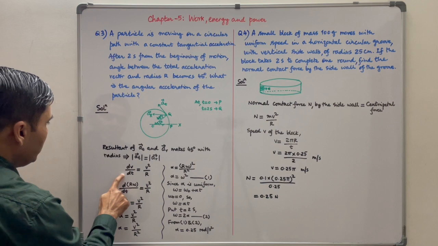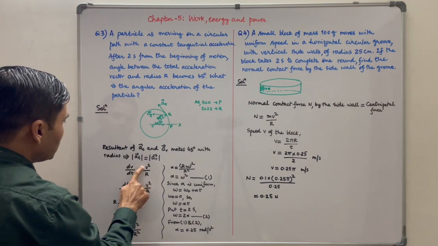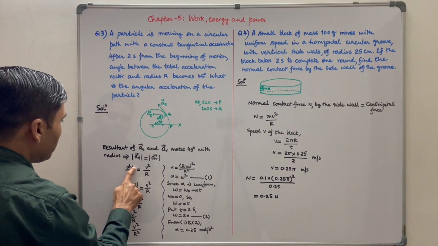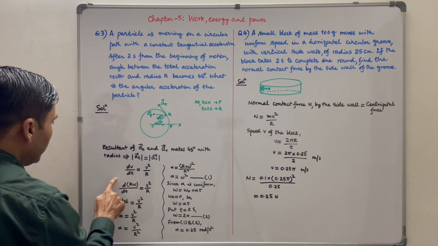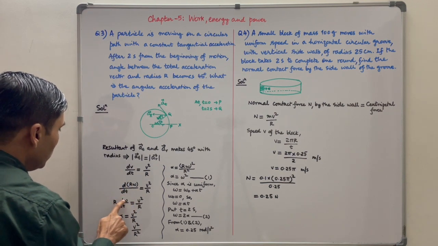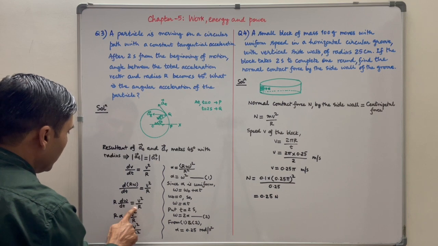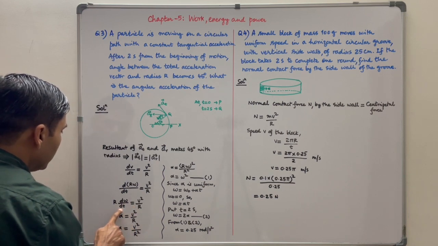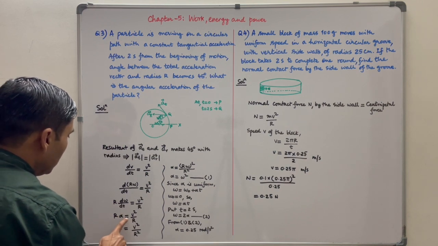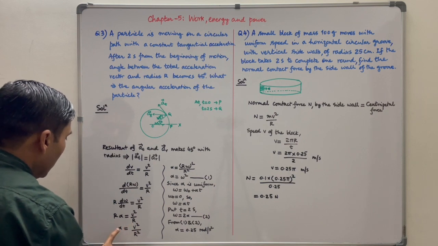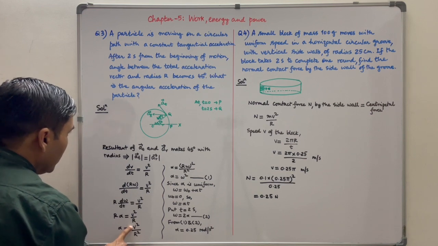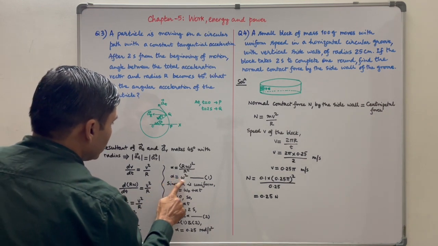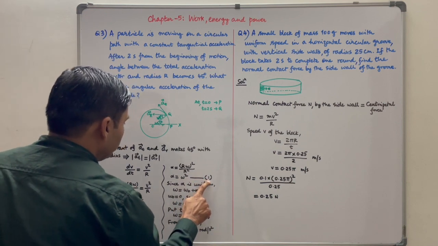AT is given by dv by dt and AR is given by v square by r, where v is speed of the particle. Put v is equal to r omega. Since r is constant, it can be taken out. So it will be r into d omega by dt is equal to v square by r. d omega by dt is equal to angular acceleration alpha, which we have to calculate. So r alpha is equal to v square by r, or alpha is equal to v square by r square. Again put v is equal to r omega. So we get alpha is equal to omega square. Suppose this is equation number 1.